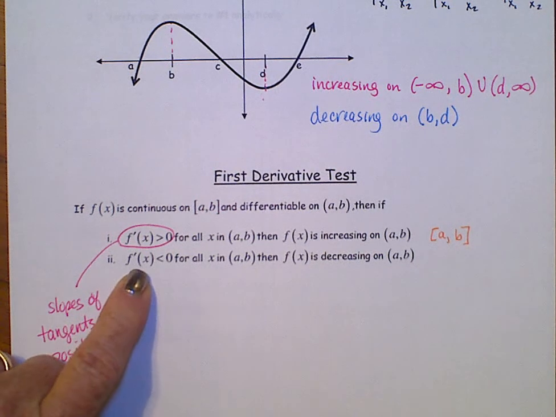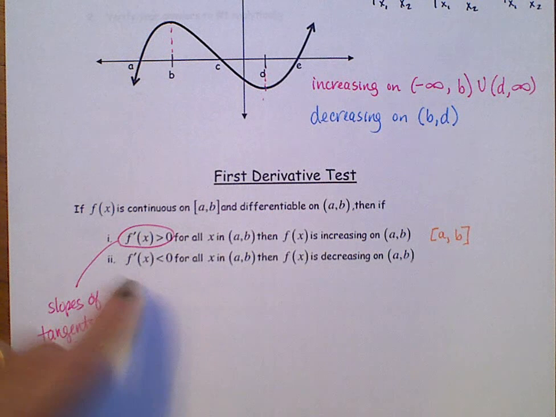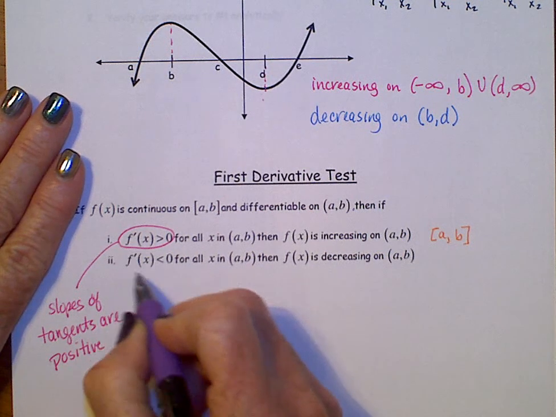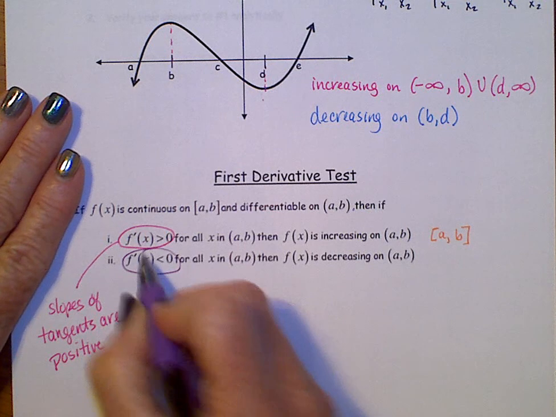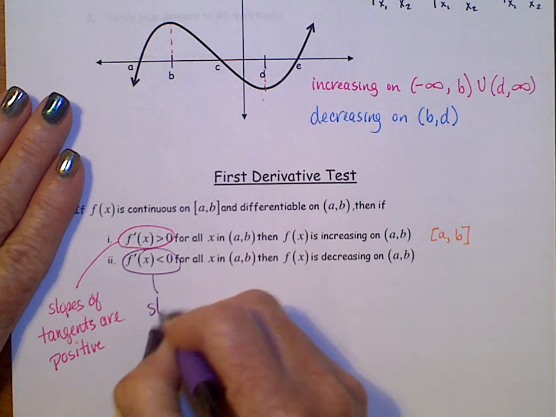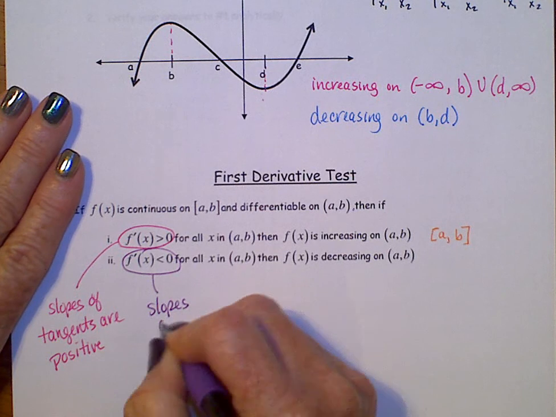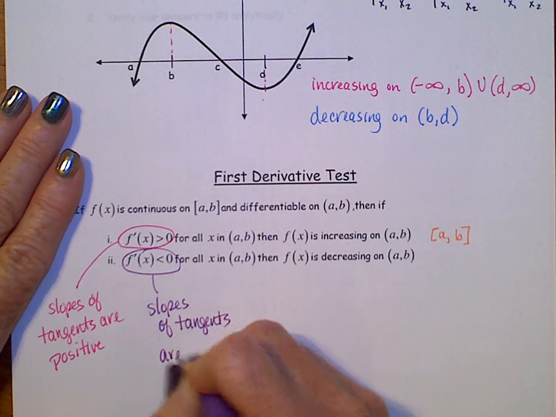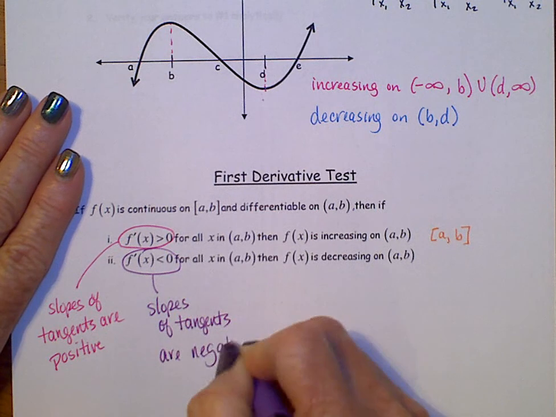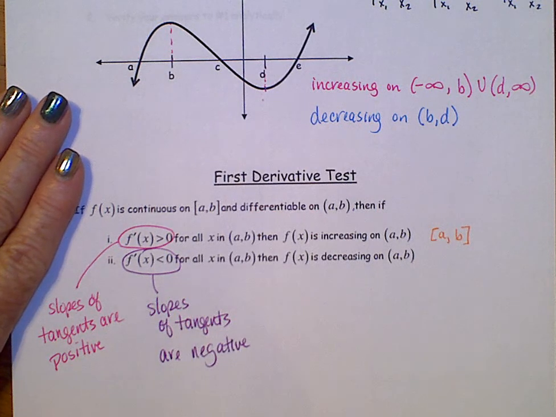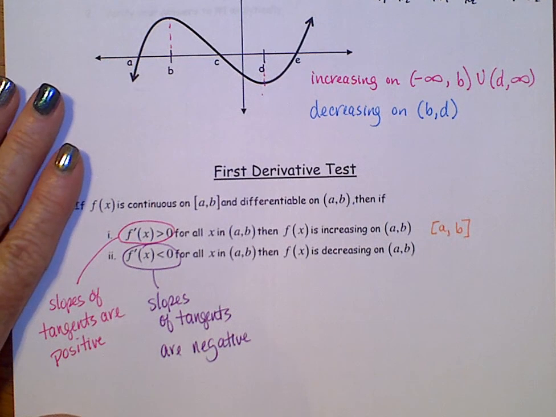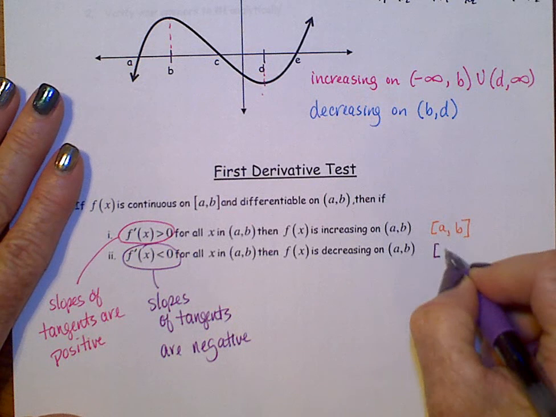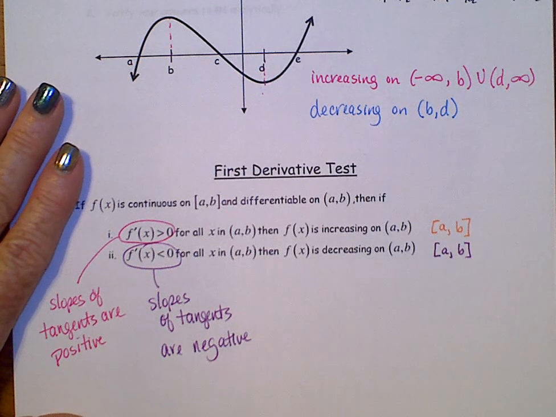If we look at decreasing here, this function is decreasing when f prime of x is less than 0. That's talking about slopes of tangents that are negative. So if slopes of tangents are negative, then f of x is decreasing on that interval. And again, perhaps you are more comfortable using a closed interval.